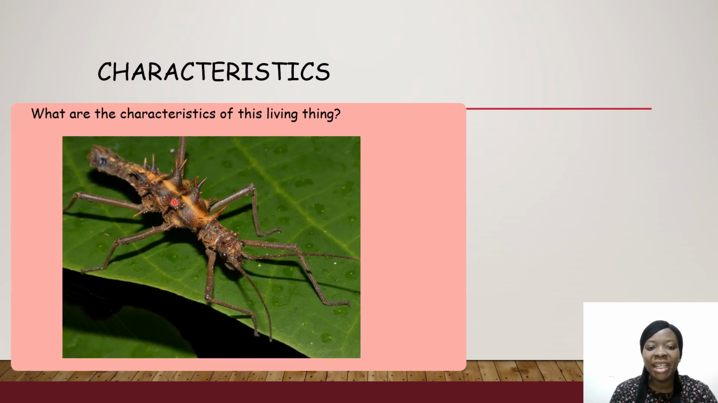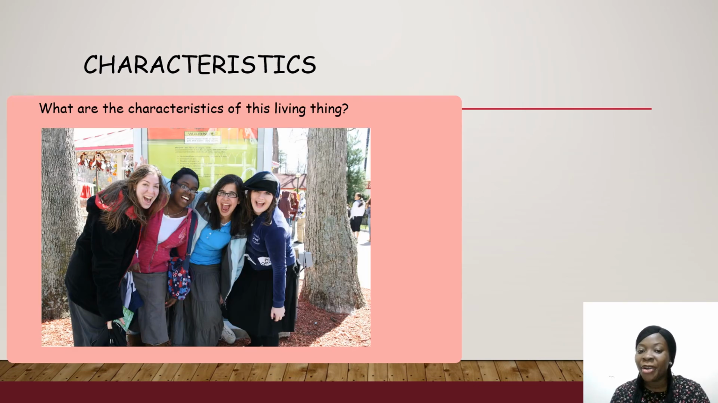Now let's look at these insects over here. What are the characteristics of this living thing? Pause the video and have a go. Welcome back. Did you see that it has how many legs? Let's count together. 1, 2, 3, 4, 5, 6. Did you see it has got spikes all over its body? Did you see it has got two black eyes? What other characteristic features did you identify? Well done. Let's make progress.